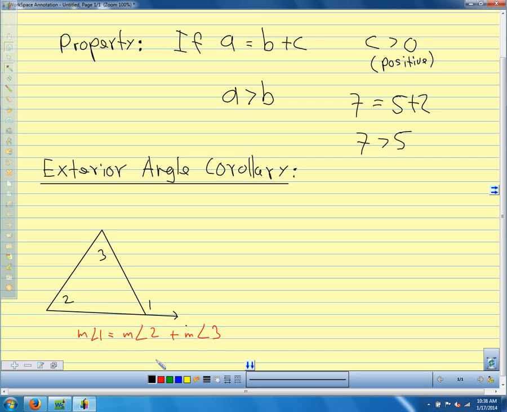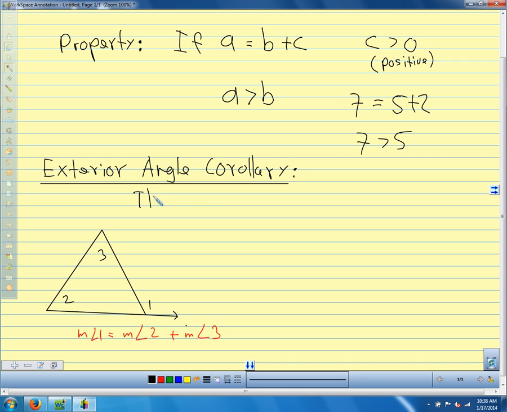So we're going to use this idea on these exterior angles. Just looking at this, if the measure of angle 1 equals the measure of angle 2 plus the measure of angle 3, what do we know about the measure of angle 1? It's got to be bigger than angle 2 or angle 3, because these two added together give us angle 1. So that's what we're going to say in words, and then we'll write it out.